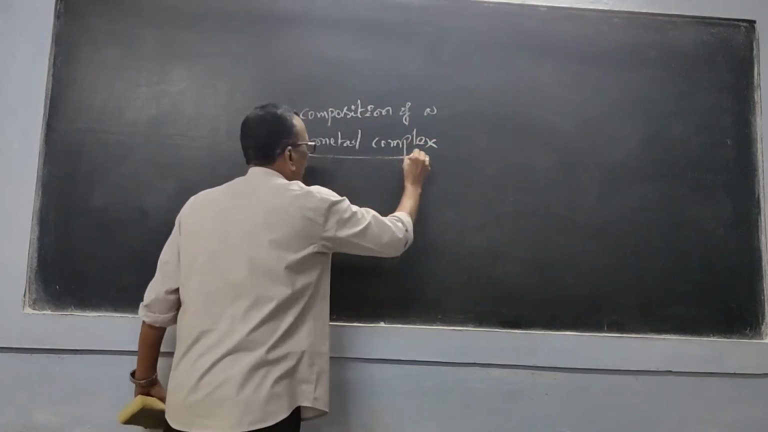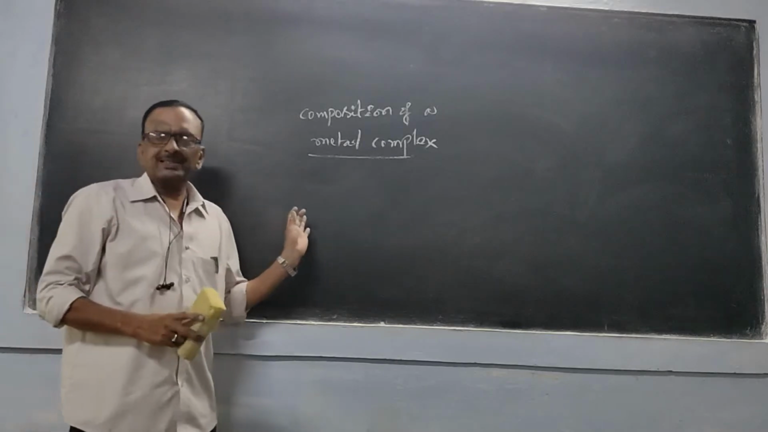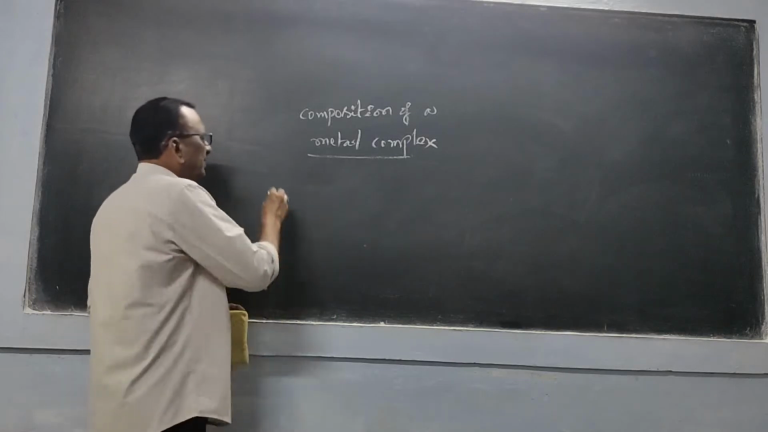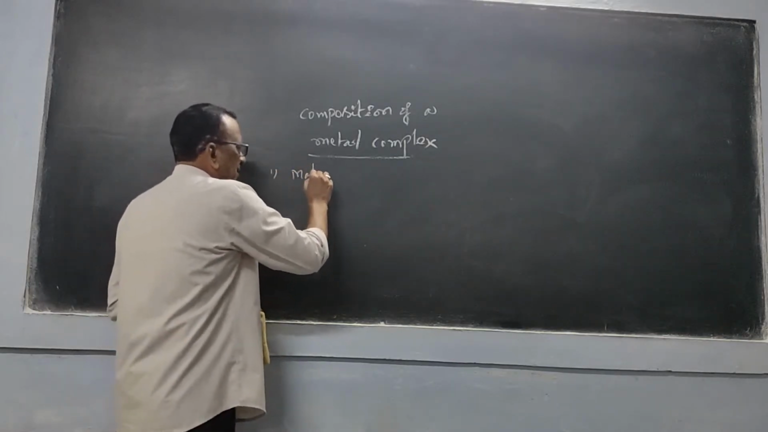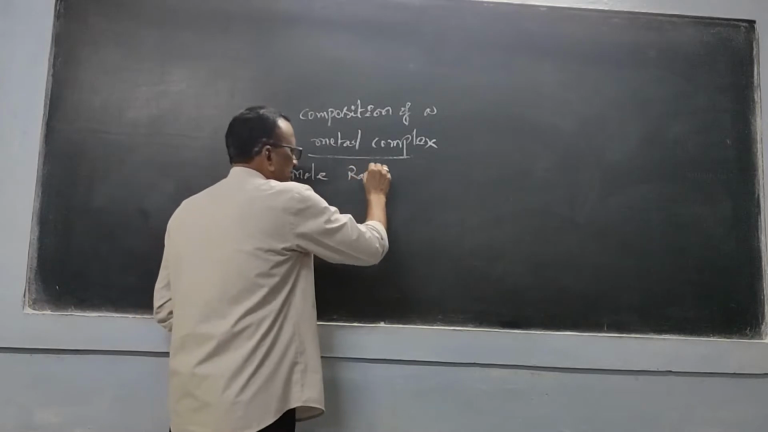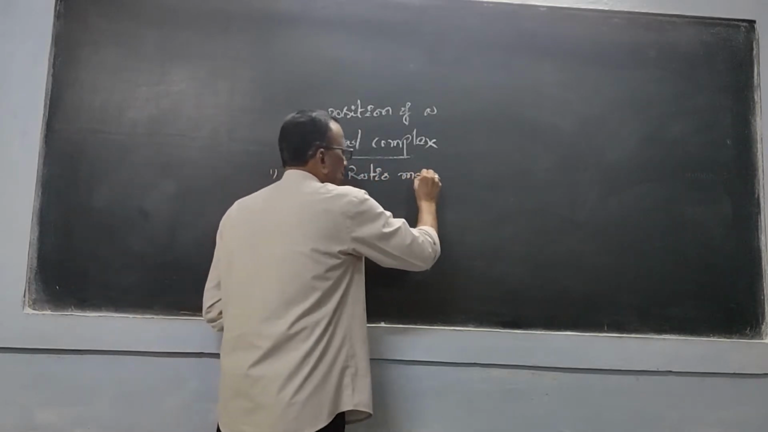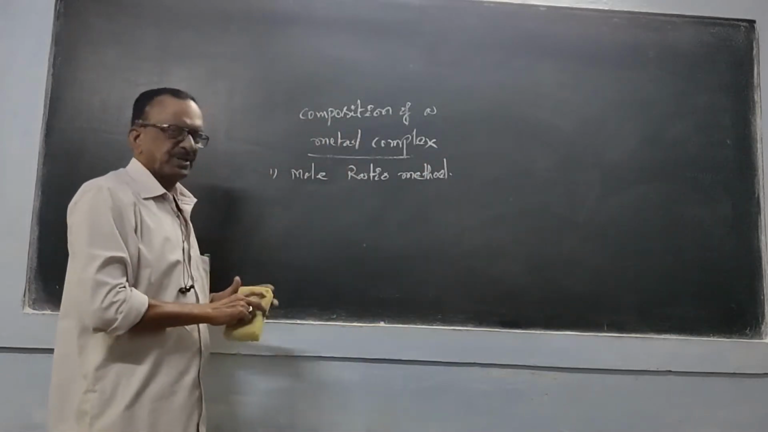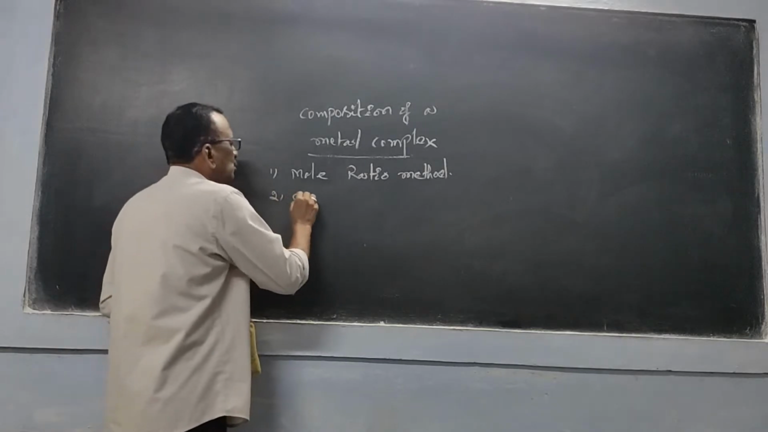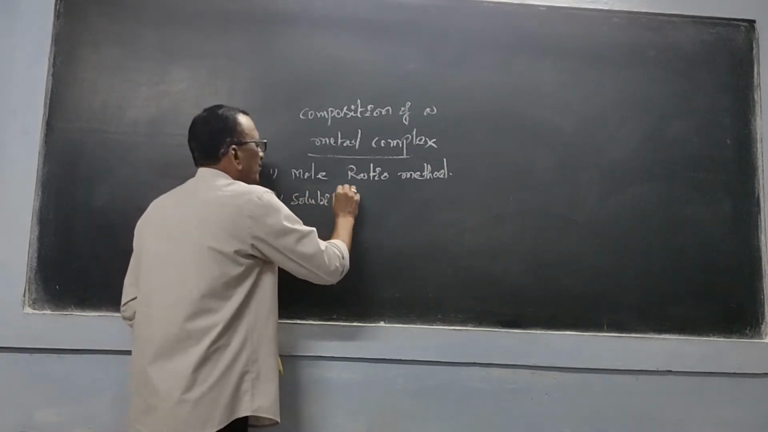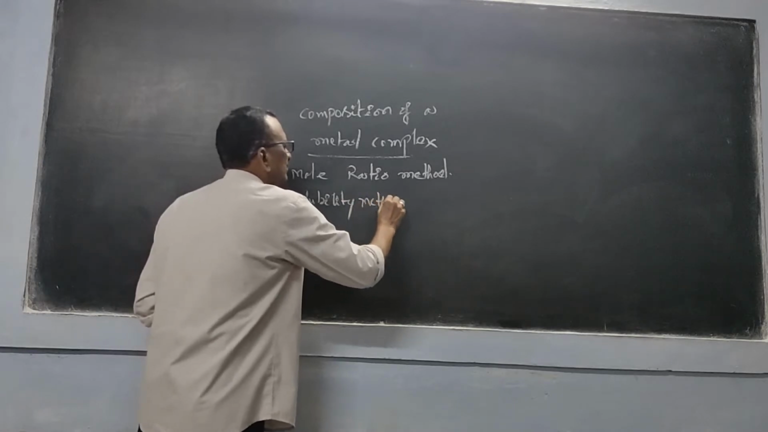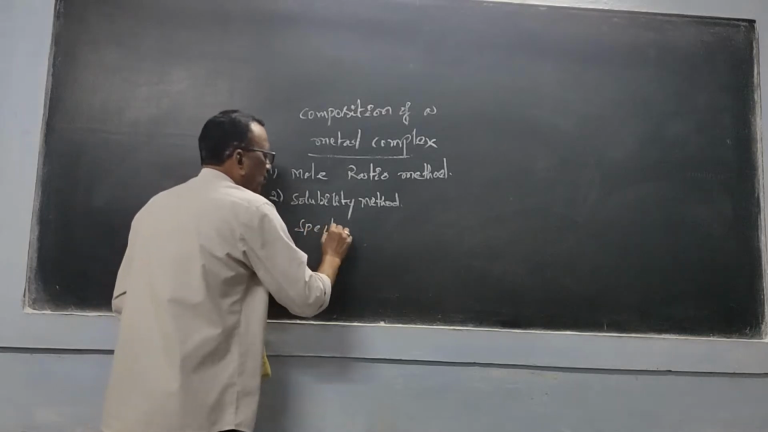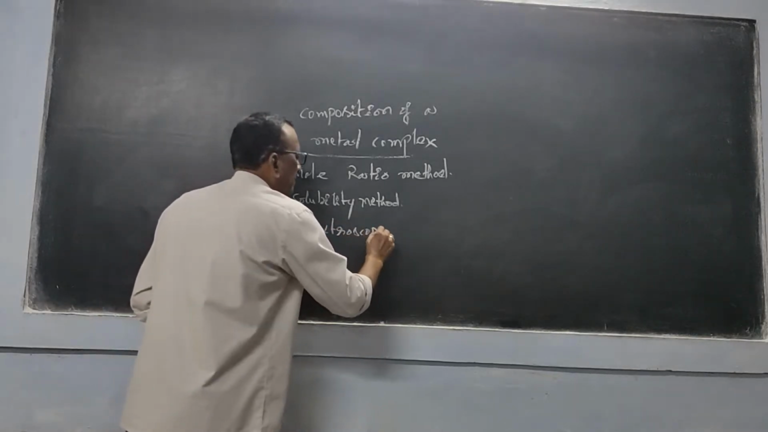Now in this we have two important exercises. So actually for determining the composition we are having different methods. One is mole ratio method, or it is also called molar ratio method. Second one is solubility method. Thirdly, we have spectroscopic methods.